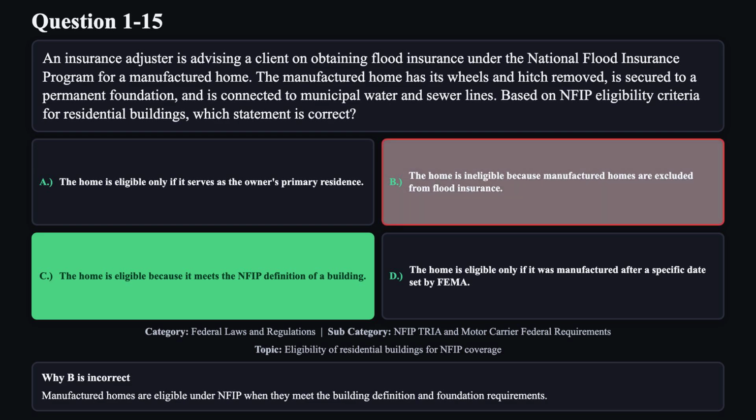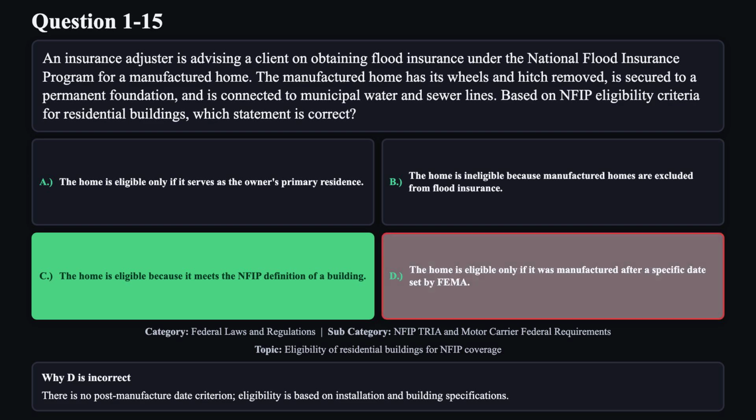Reason B is not correct. Manufactured homes are eligible under NFIP when they meet the building definition and foundation requirements. Reason D is not correct. There is no post-manufacture date criterion. Eligibility is based on installation and building specifications.